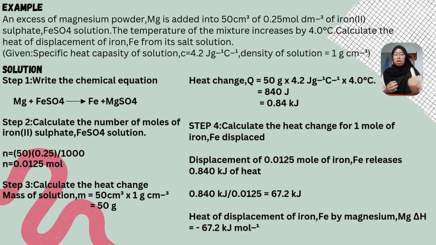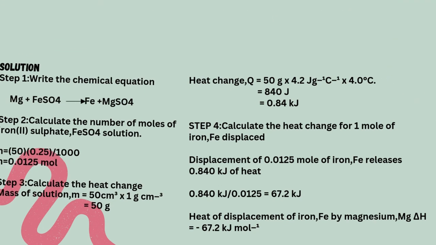Last step, calculate the heat change for 1 mole of ion displaced using the formula ΔH equals heat change over number of moles to find the heat of displacement of ion. So 0.840 kJ over 0.0125, we got the answer 67.2 kJ. The final answer is negative 67.2 kJ mol^-1. The negative sign shows this is an exothermic reaction.